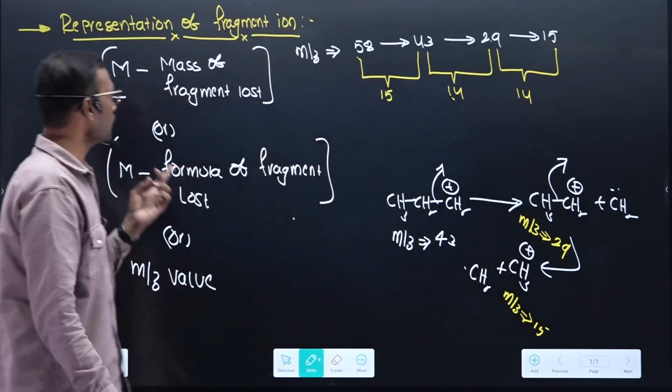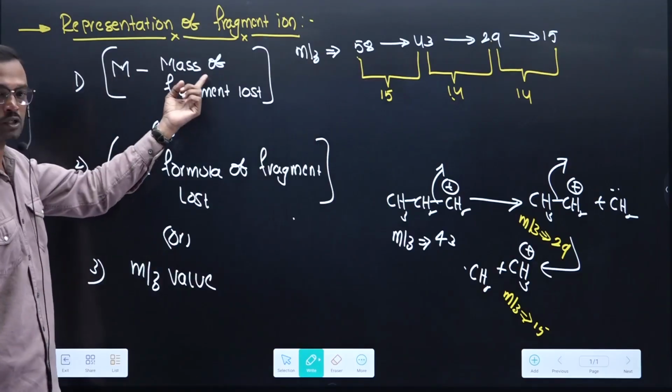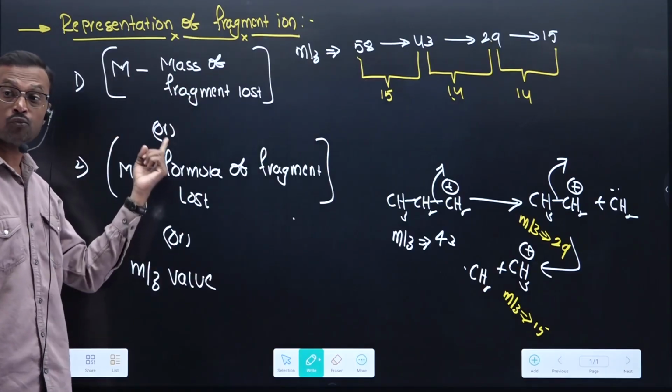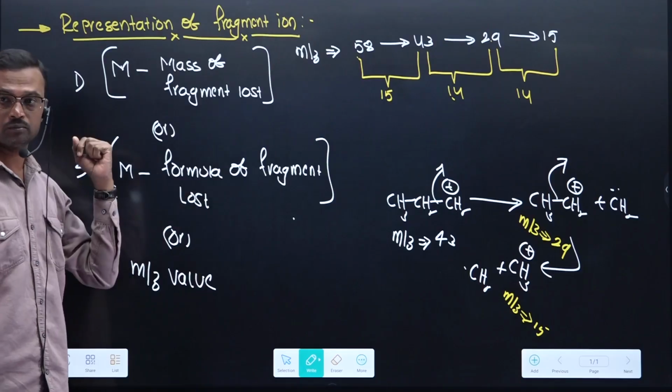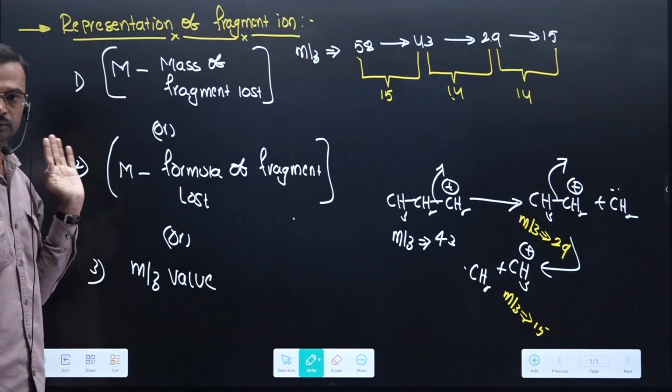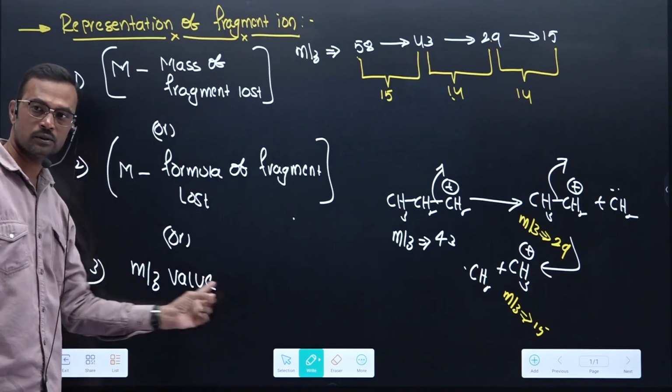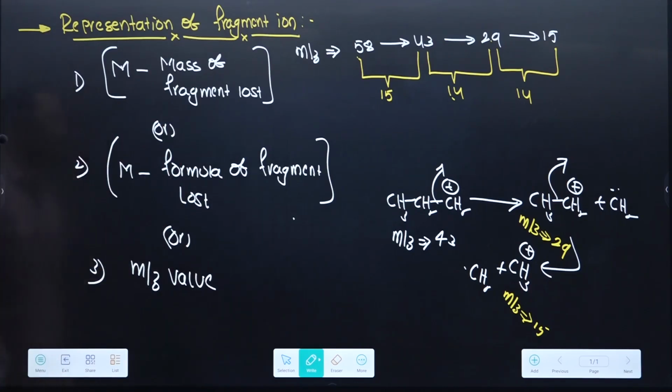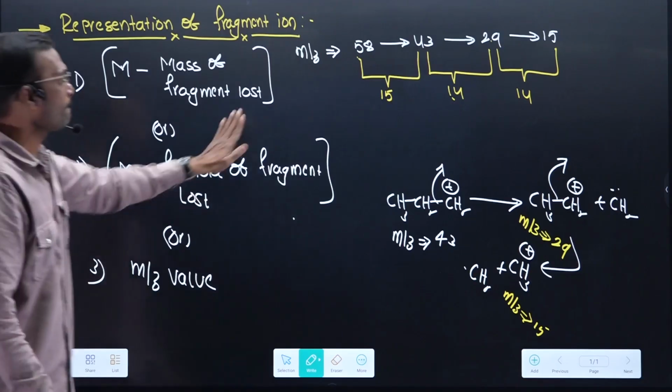Sometimes they will write directly molecular ion minus the mass of the fragment lost, or molecular ion minus the formula of the fragment lost. I will show one example. These are the three ways you can represent any fragment. But better you practice M by Z only.